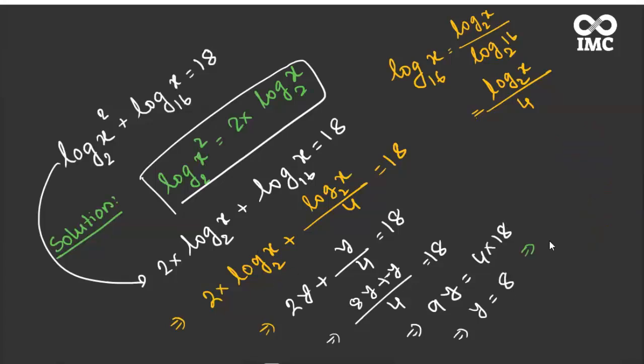Now instead of y, if we substitute log base 2 of x, then what will we get? We will get x equals 2 to the power 8. And 2 to the power 8 is 256. So x will be 256, and that is the solution of this problem.